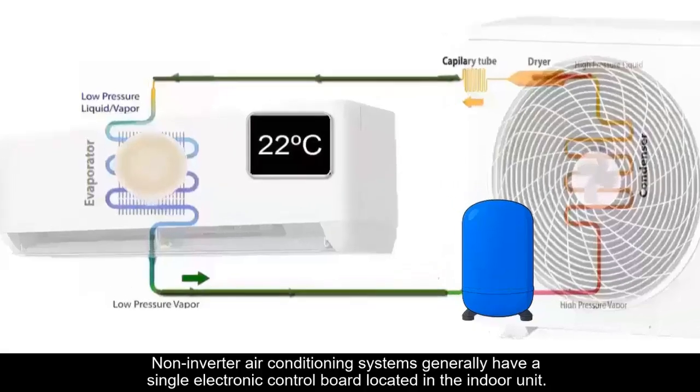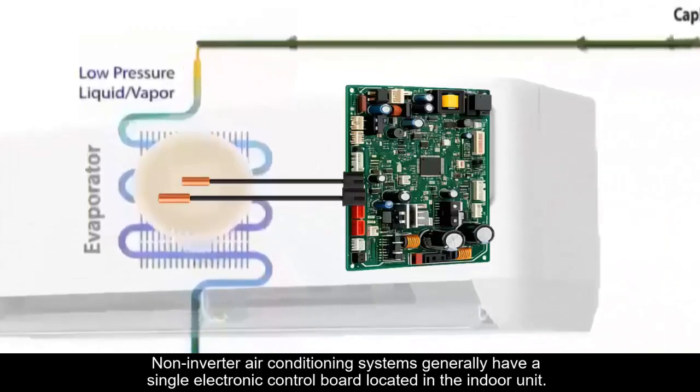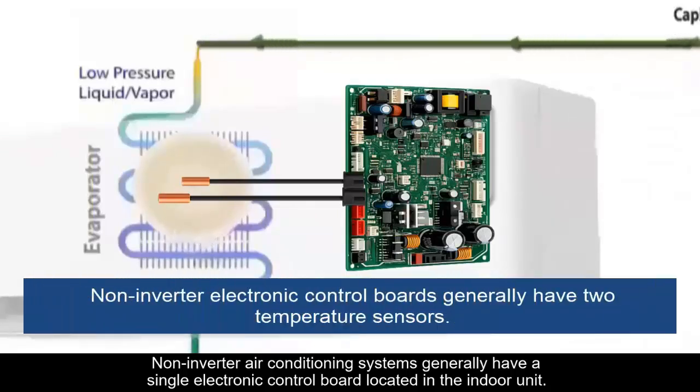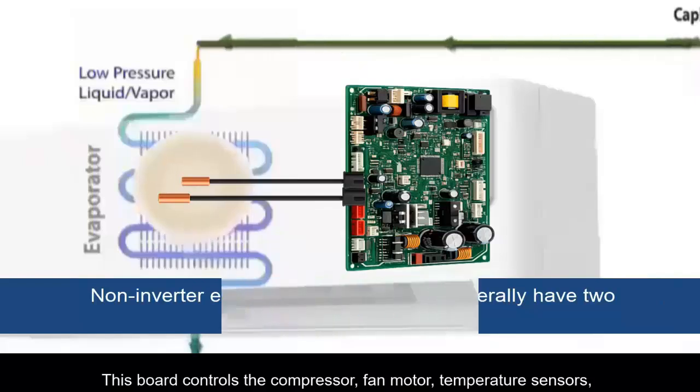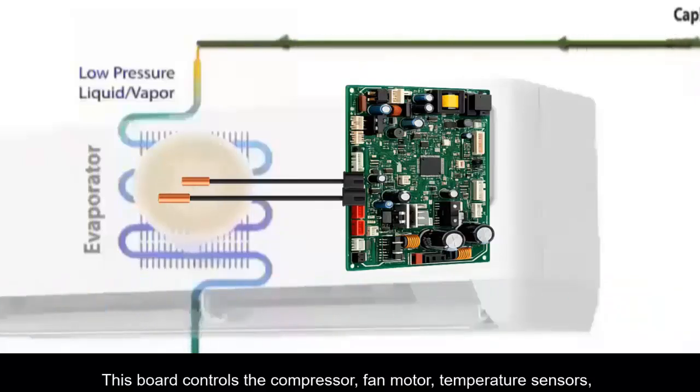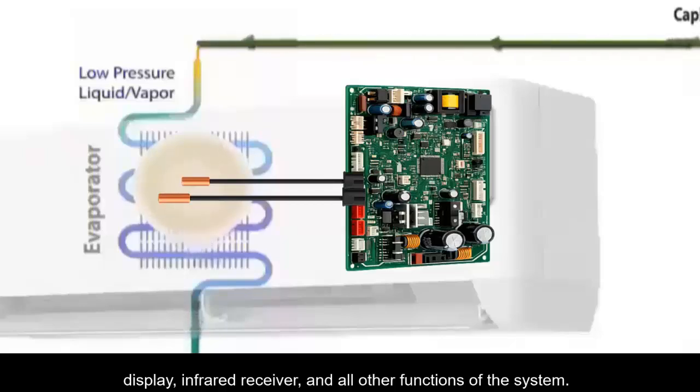Non-inverter air conditioning systems generally have a single electronic control board located in the indoor unit. This board controls the compressor, fan motor, temperature sensors, display, infrared receiver, and all other functions of the system.